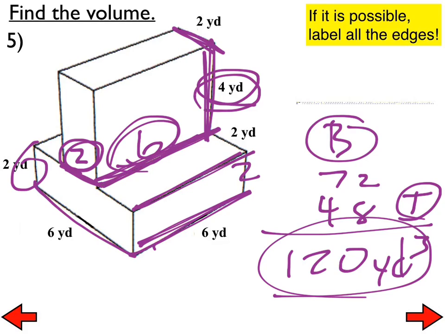Any questions about number 5? Michael? I got 52. That would not be correct. 120 yards cubed. All right, we are finished.